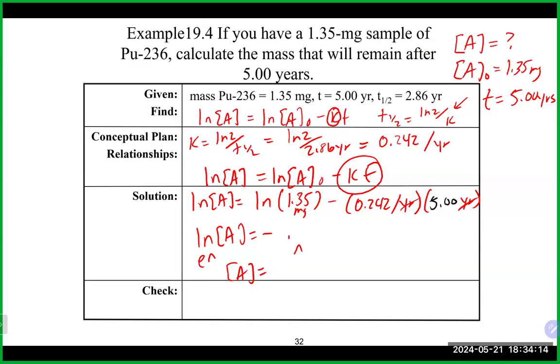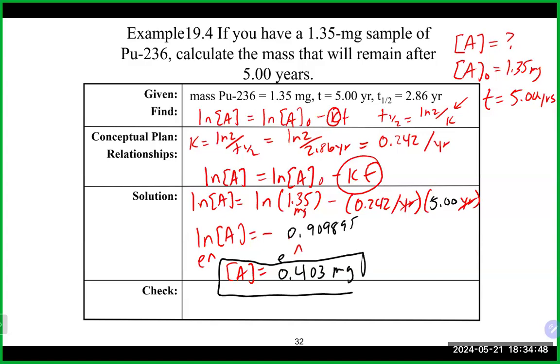All right, take 2. So natural log of 1.35 minus 0.242 times our time, which is 5 years, not our half-life. That's going to give us minus 0.909895. Now we're going to e both sides there, and we're going to get 0.403, and these would be milligrams in this case. Sorry about that. Definitely want to use the right time there.